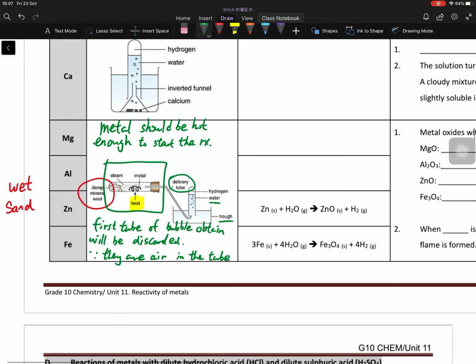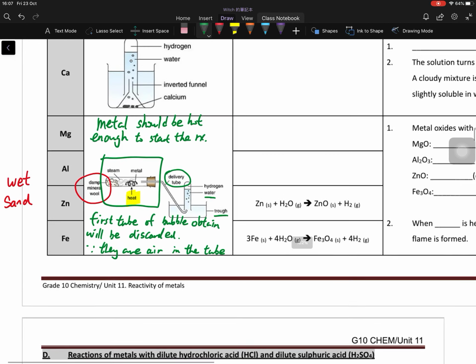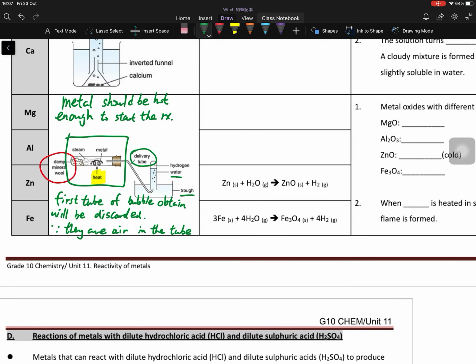Okay, now back to our discussion on the chemical equations. In case we use magnesium, here shows Mg, of course this is solid, and H2O gas will form, according to the word equation, metal oxide will form, that is MgO, which is solid for sure, and H2 gas.